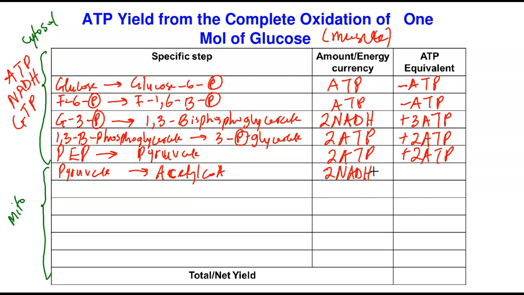Now, remember, this is done in the mitochondria. In the mitochondria, we are not using the shuttle mechanism. Every NADH generated in the mitochondria is worth how many ATP? 2.5. Remember that? In the mitochondria, every NADH will give us 2.5 ATP. Every FADH2 will give us 1.5 ATP. So since we produce 2 NADH here, what that simply means is that we're going to have 2 times 2.5. We're going to have plus 5 ATP at this point.